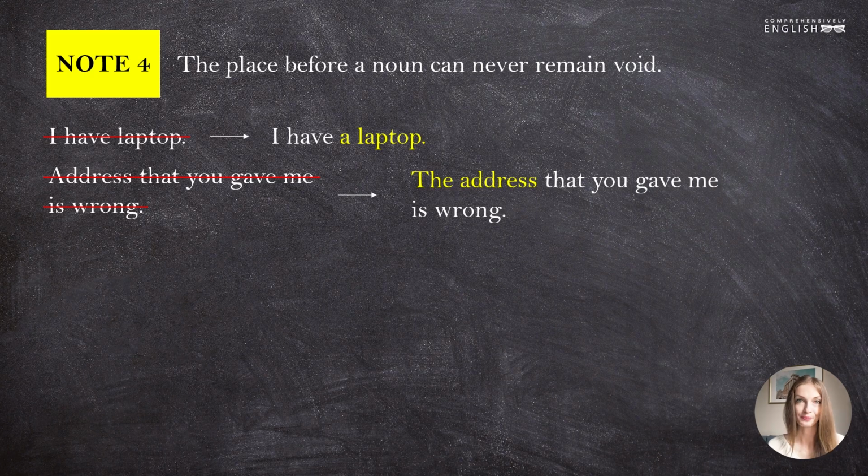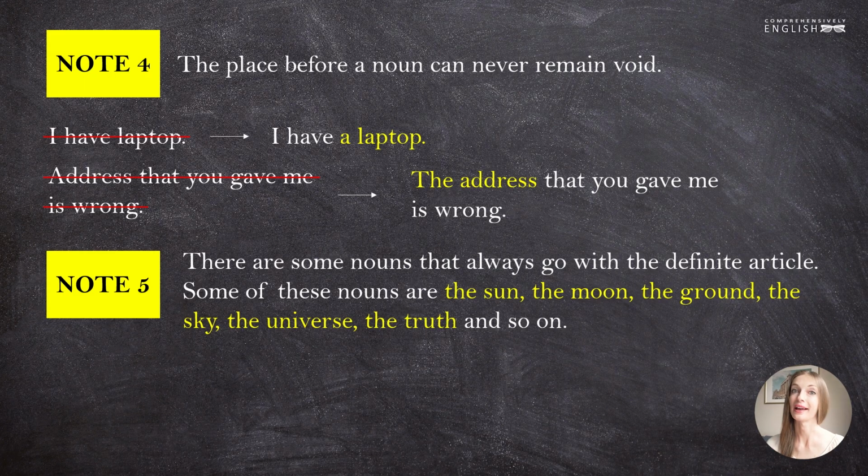that I gave you. Another thing to be stressed is that there are nouns that always go with the definite article the. These are those nouns that denote things or notions that we all are very aware of, those things and notions that are unique and thus definite, at least in our reality. Some of these nouns are the sun, the moon, the ground, the sky, the universe, the truth, and so on. There can be no ambiguity when someone's speaking about the sky, right? We only have one. The same is true for the sun and the moon.